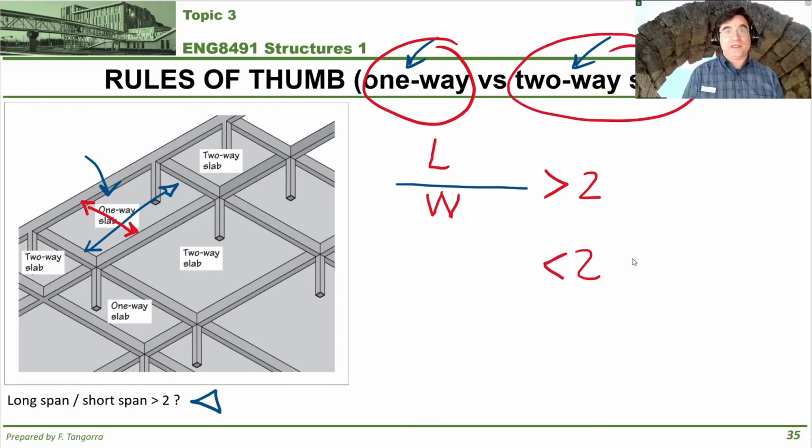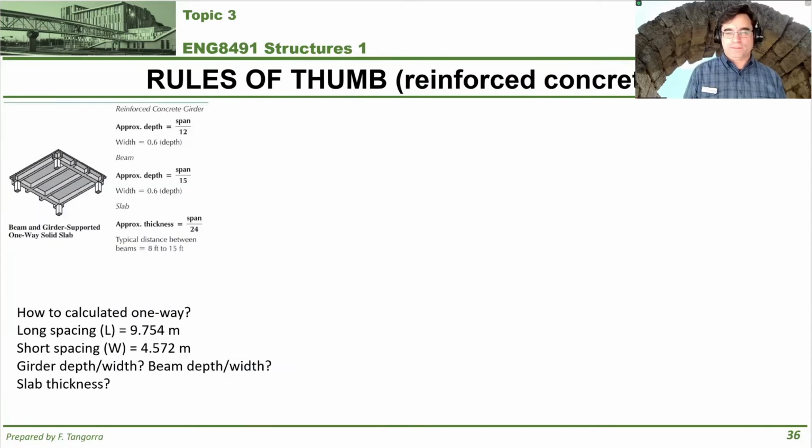That's important because the rules of thumb that we're going to cover now, which are also shown in Appendix B of your textbook, are based specifically on being able to identify whether you're using a one-way slab or a two-way slab. Some apply only to one-way slabs, some apply only to two-way slabs. Let's do this. The first rule of thumb we're going to look at is for figuring out the depth of... Sorry, let me just clean that up a little bit.